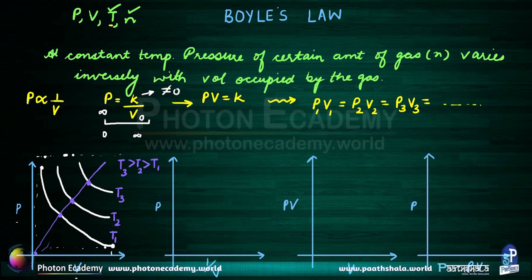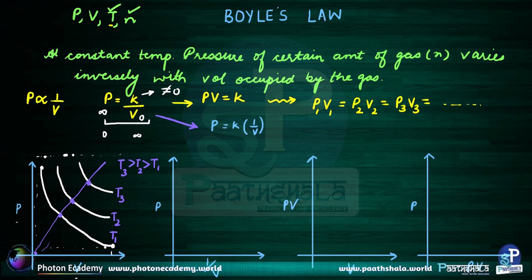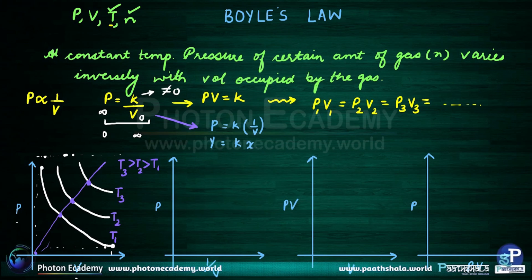Next, we have the pressure versus 1 by V graph. So for this, we can directly refer to this equation, and for our ease, rewrite it as P is equal to K times 1 by V. Or just write it as y, as P is on the y-axis, is equal to K times x, as x is on the x-axis, 1 by V. So we can say that the graph would have a slope of K and would pass through the origin.